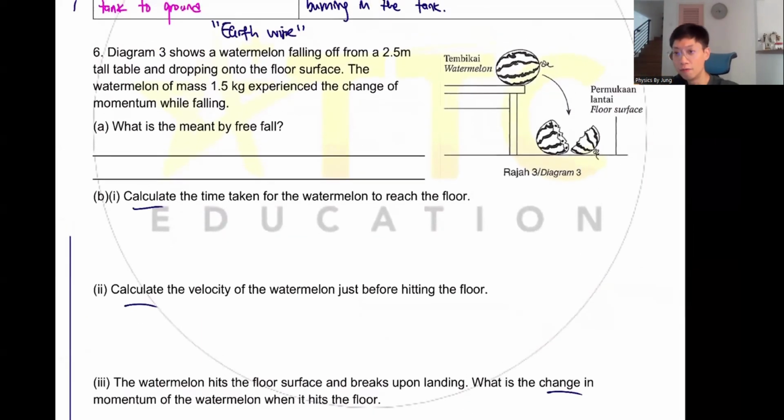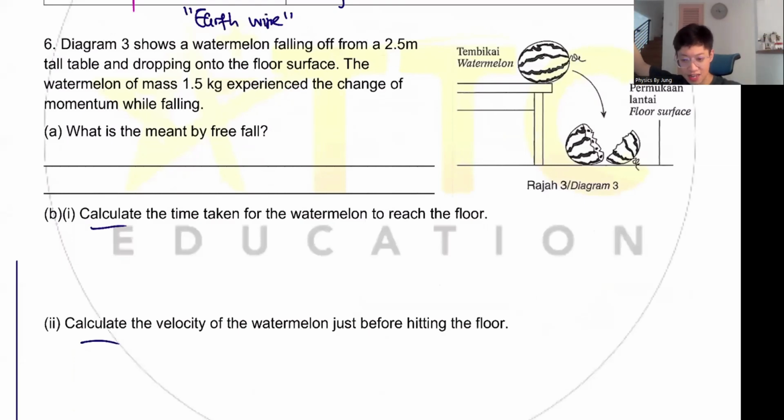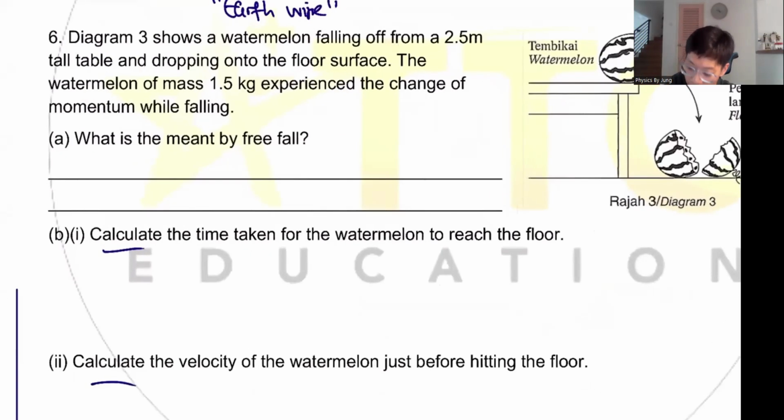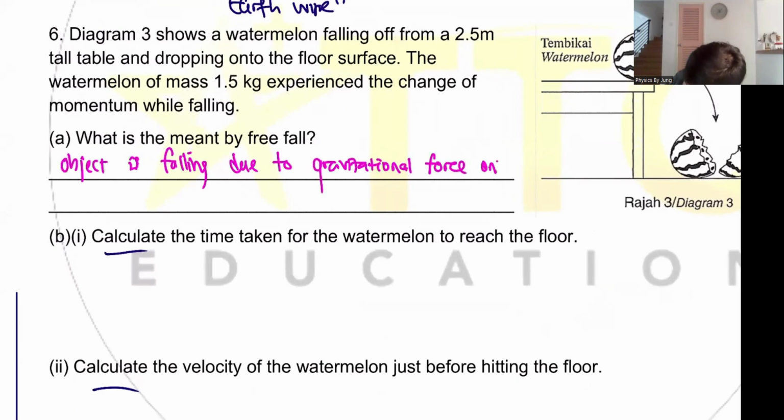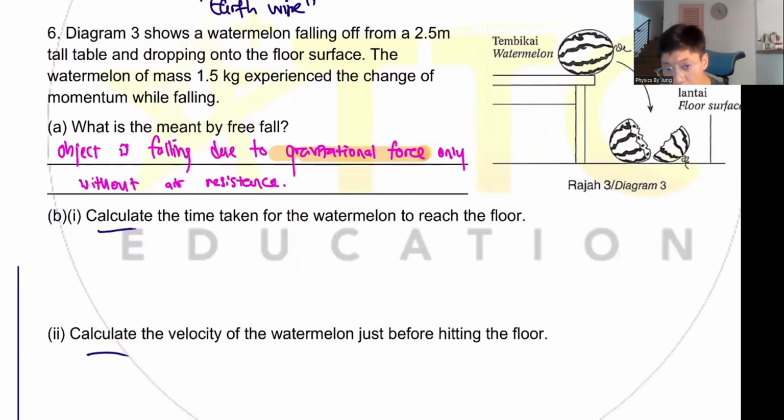Okay, now, what's meant by free fall? This definition is very important. It is whereby your object is falling due to gravitational force only, without air resistance. The important word here is gravitational force.